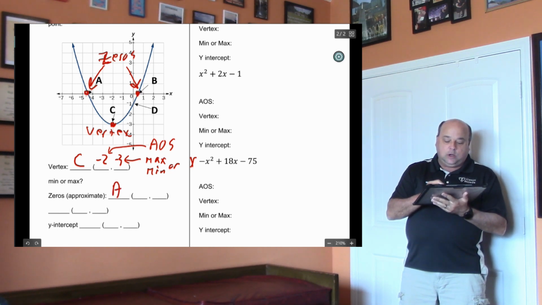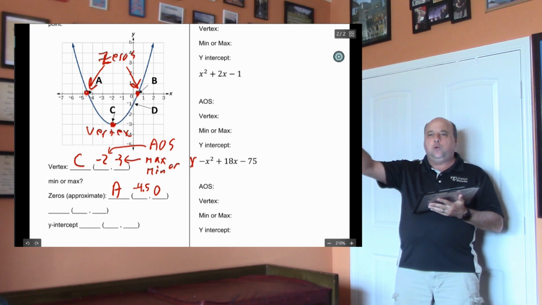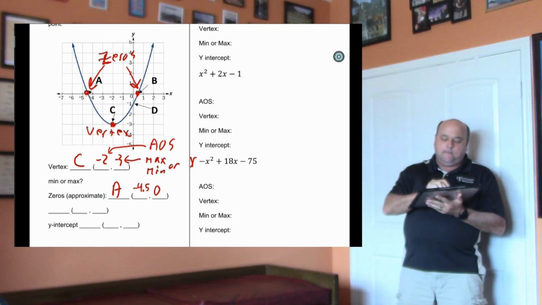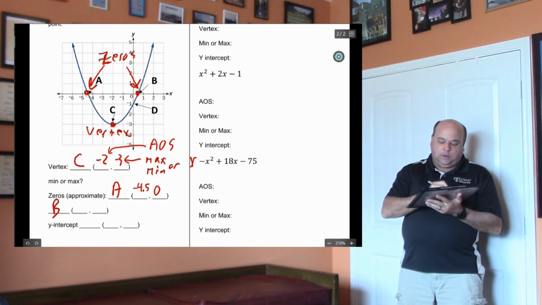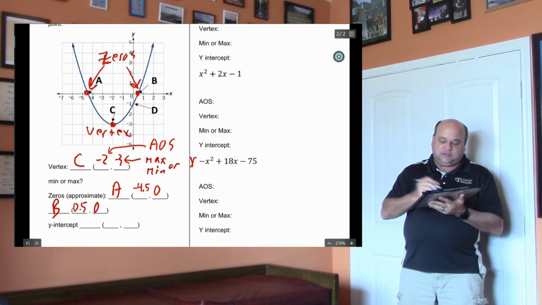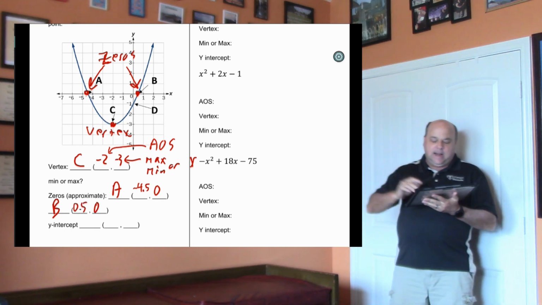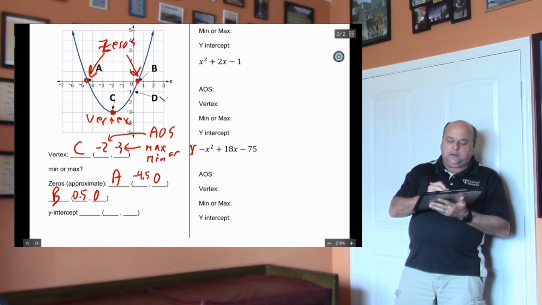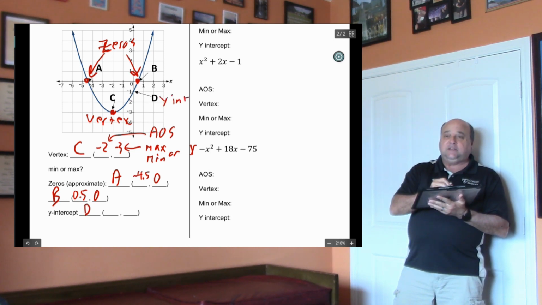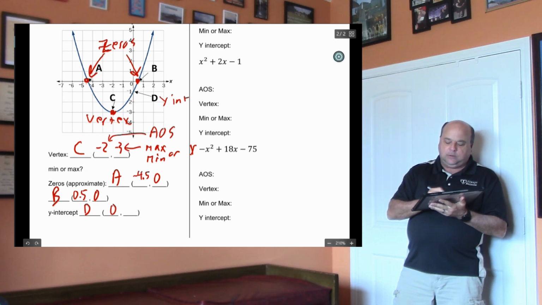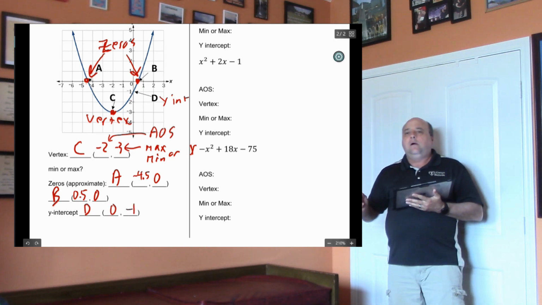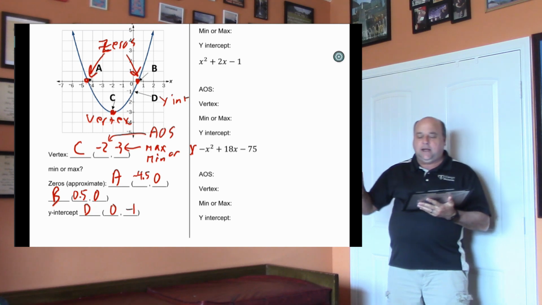So A is a 0, which will be about, let's see, negative 4.5, comma 0. If you input negative 4.5, you output 0. B would be a 0, and it would be right at 0.5, comma 0, right? Lastly, the y-intercept is going to be D. Which means I'm going to stay in the middle and go down. It's going to be 0, negative 1. That's going to be my y-intercept.